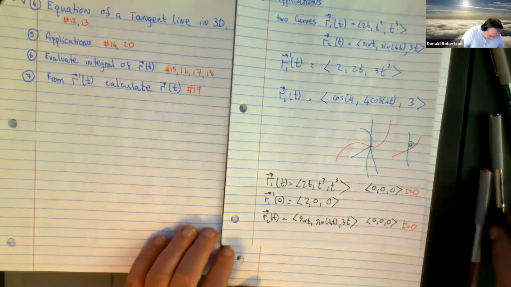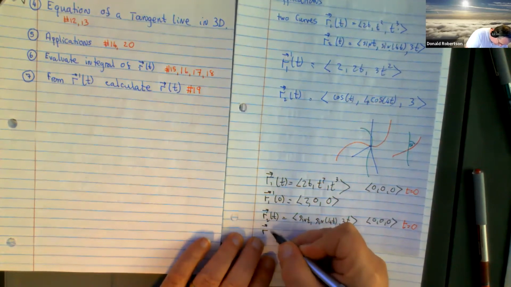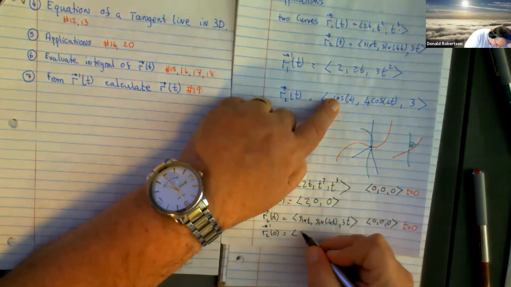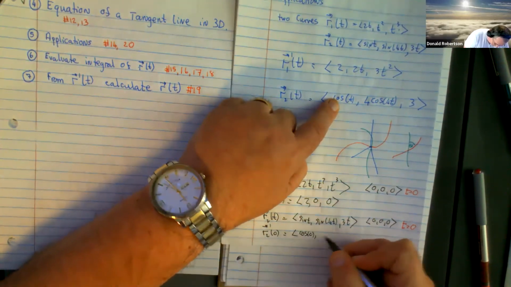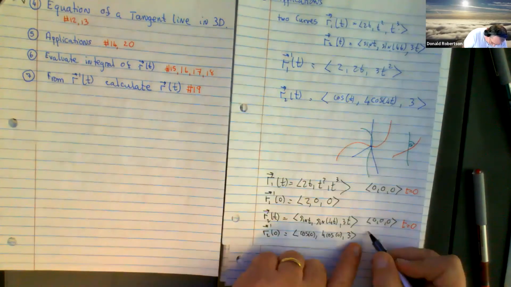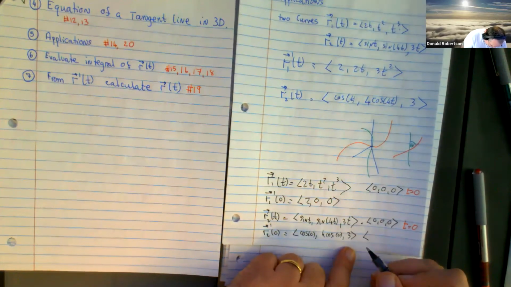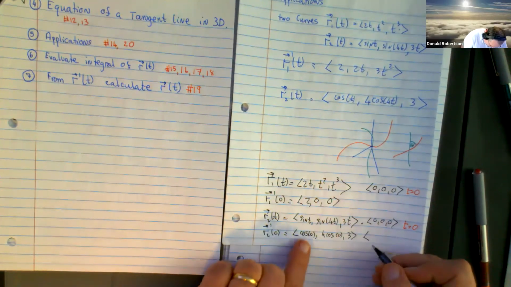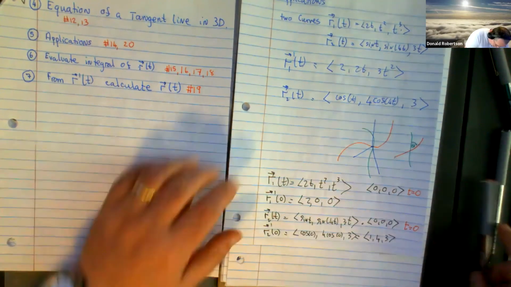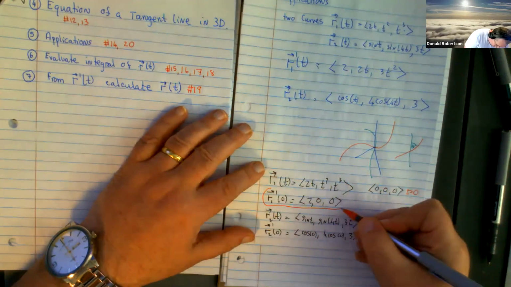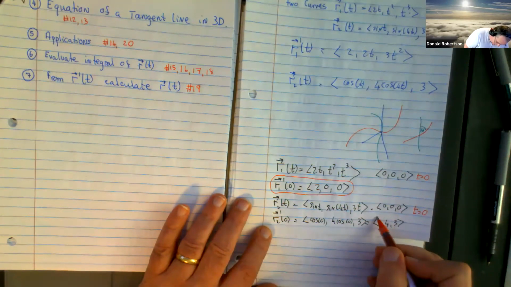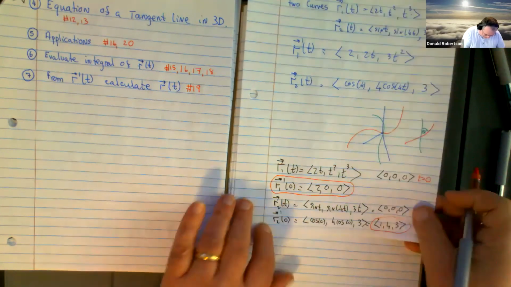And so I will now find the derivative of this guy at 0. And the derivative is this fella. So it's going to be the cosine of 0, which is 1, 4 times the cosine of 0, which is 4, and a 3. So that's going to be the vector 1, 4, 3. So there is the derivative vector on the first curve. Here is the guy on the second curve.